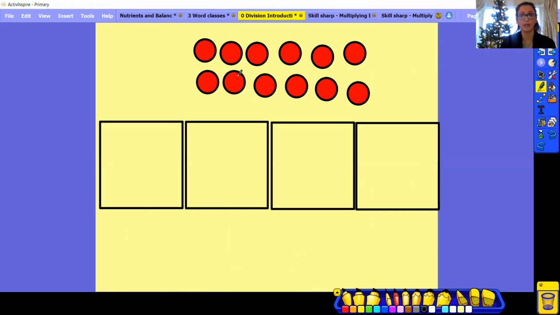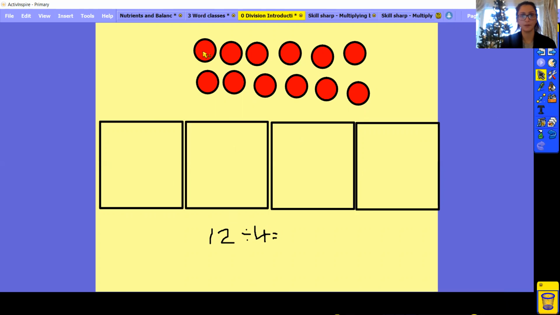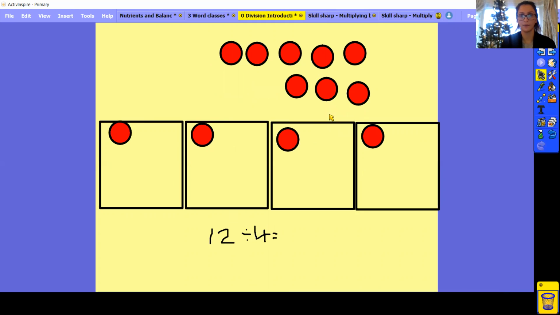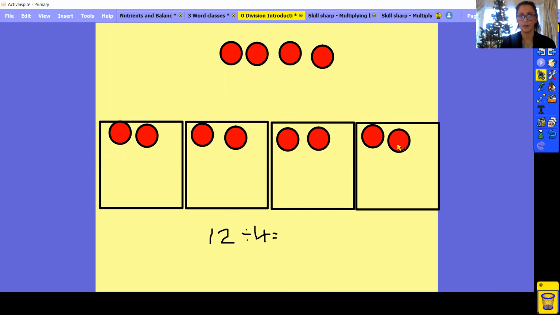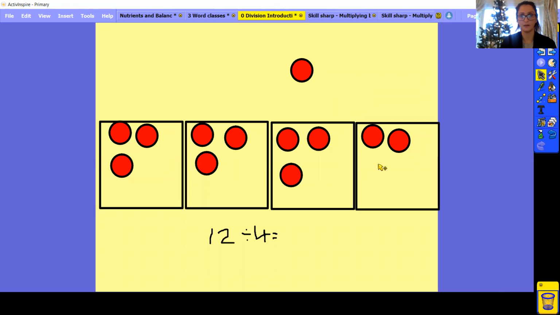Let's have a look at our whole. We've got 1, 2, 3, 4, 5, 6, 7, 8, 9, 10, 11, 12. So our whole is 12, and we are sharing it, dividing it equally by 1, 2, 3, 4. So we've got 12 divided by 4. Let's do 1, 2, 3, 4, 5, 6, 7, 8, 9, 10, 11, 12.